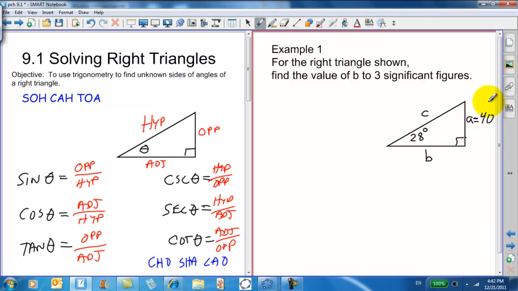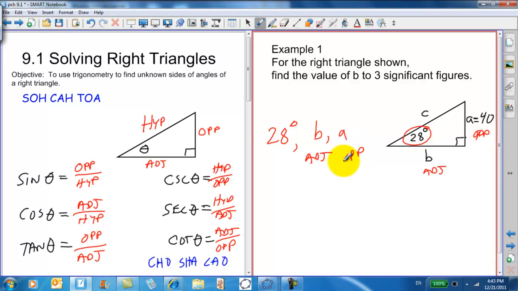Okay, so let's look at our first right triangle here. Find the value of b to three significant figures. So we can label these different sides in terms of our relationship. B is adjacent to 28 and A is opposite to the given angle of 28. So we relate the 28 degrees to the two sides B and A, and B is adjacent and A is opposite. That's OA, from SOHCAHTOA. So we use the tangent.